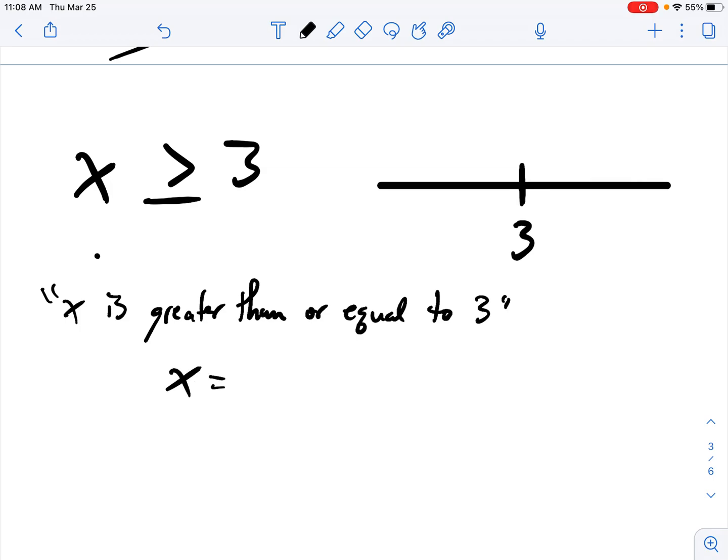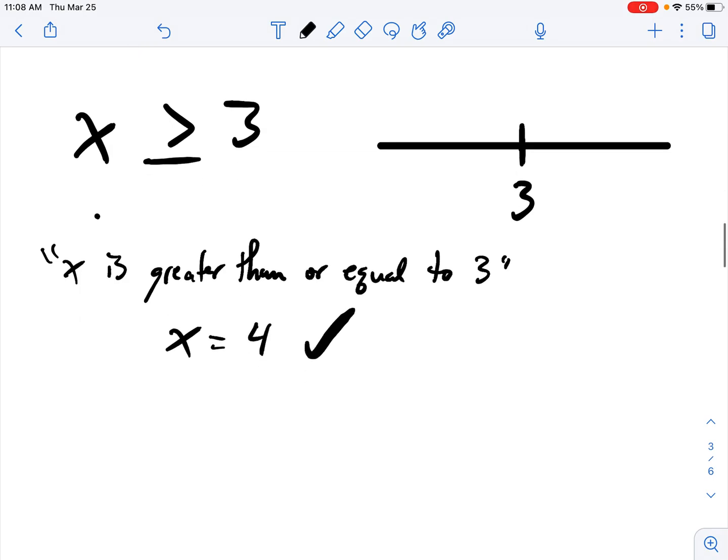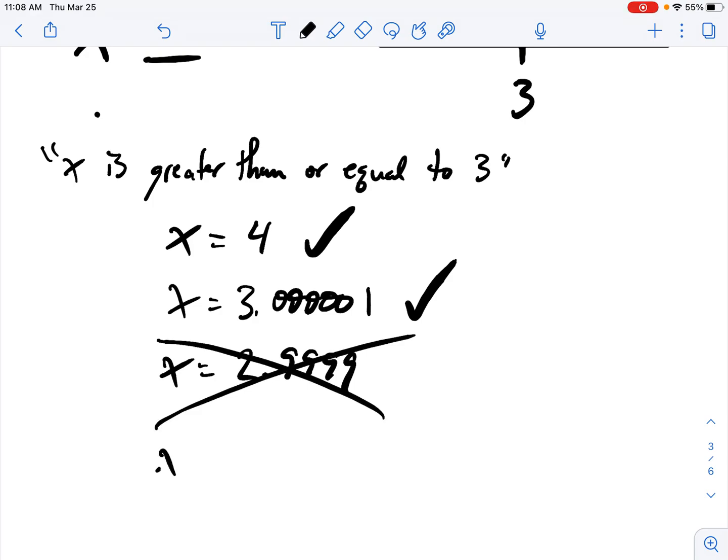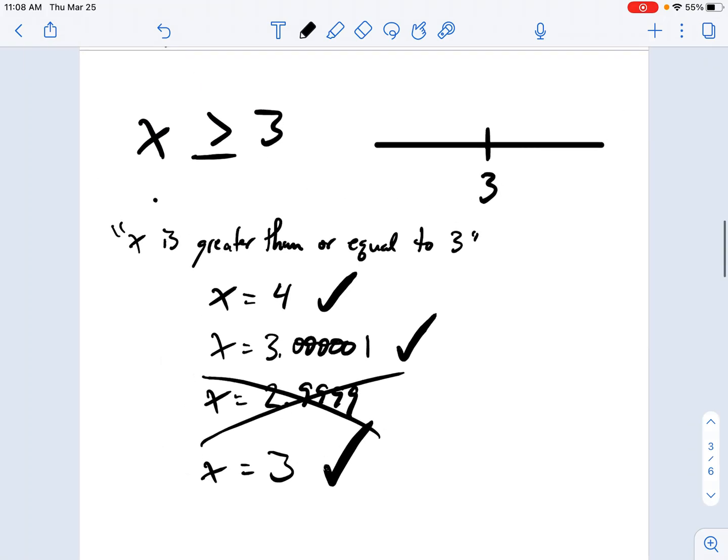So could x equal 4? Yes. Could x equal 3.00001? Yes, it's bigger than 3. Could x equal 2.9999? No, because that's smaller than 3. Could x equal 3 itself, greater than or equal to? The answer is yes. So because of that, we're going to have a closed dot, and then our line is going greater than, getting bigger. Okay? I hope that makes some sense to you.